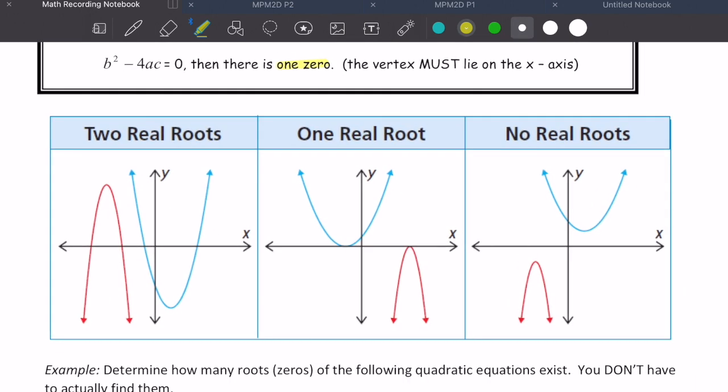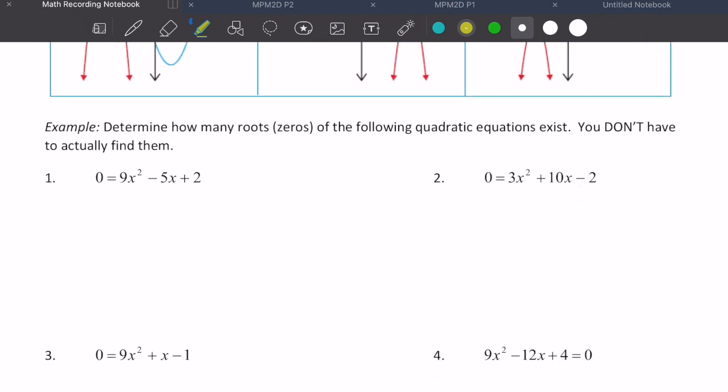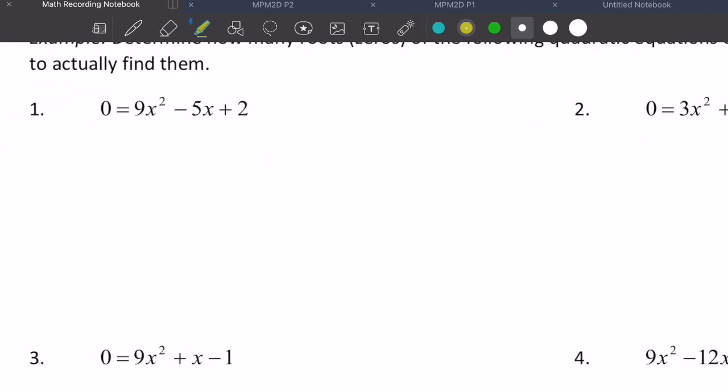So here are different examples of the different roots that we could have. Again, I'm not going to show you every single example here. The answers for all of them will be on the document, but let's look at a couple here. Let's start off with 1.